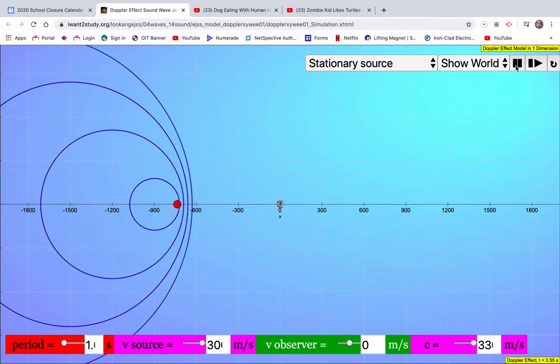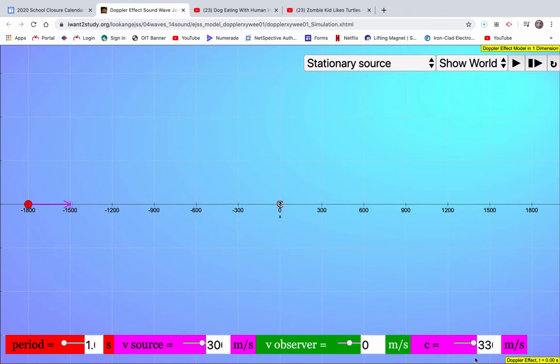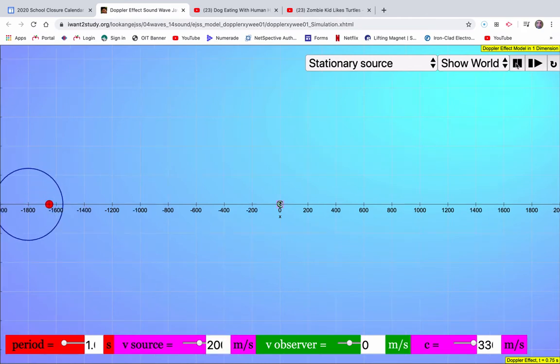And you can mess with this. Like we can change this. Let's reset it. 330 is the wave speed. I can make it be 200. It's kind of hard to see those numbers, but they're there. You can select them. And then we can hit play.